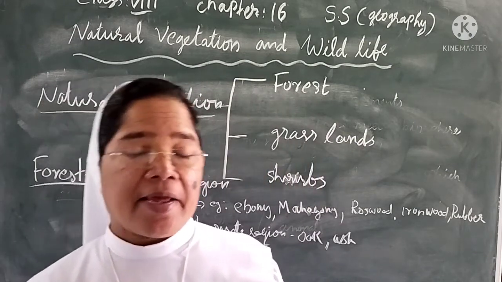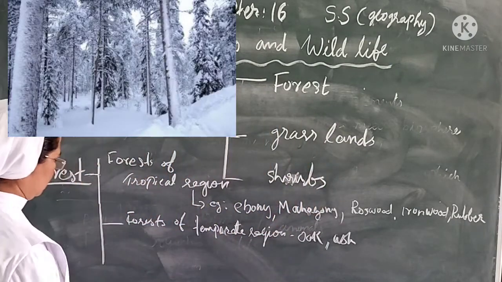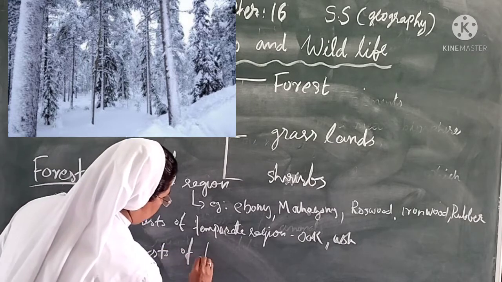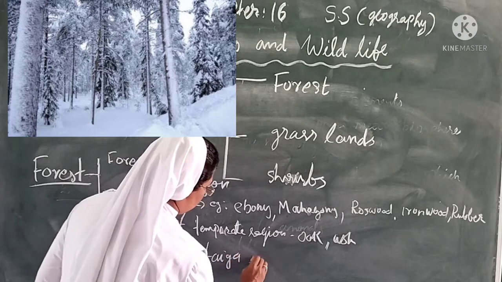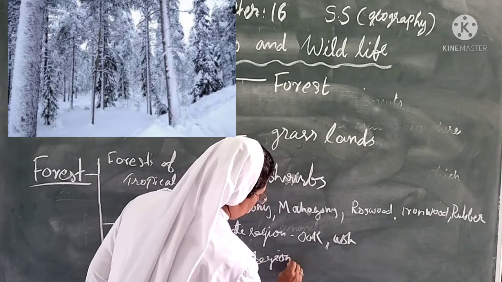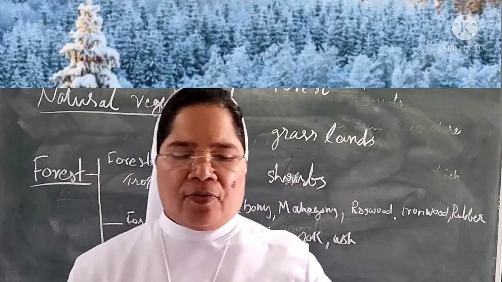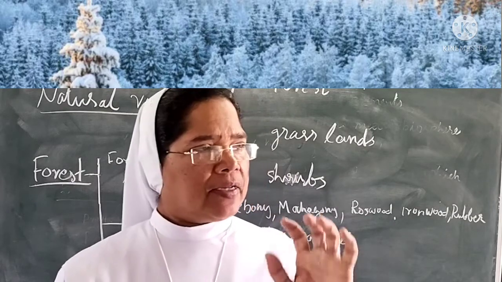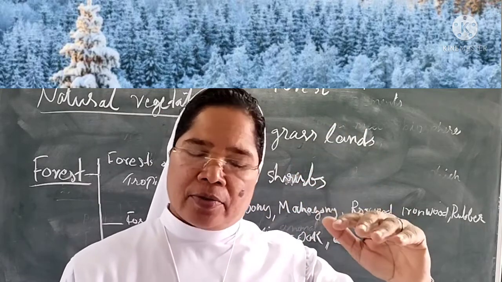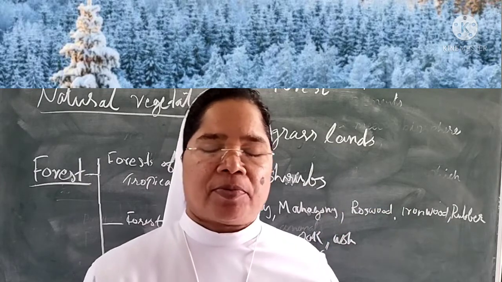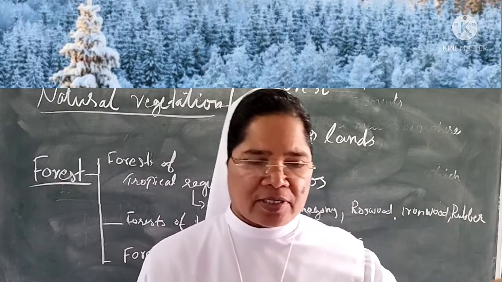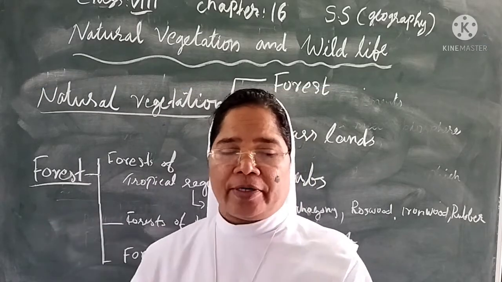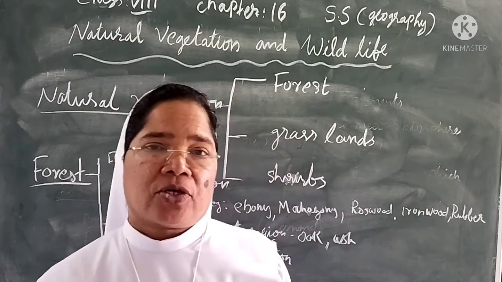Forest of the taiga region. The forest of the cold region, where it is very cold. As I said, the climates of the world differ, so some plants live in the hot season, some in the mild temperature, and some in very cold temperature. So now let us study the forest of the taiga region.